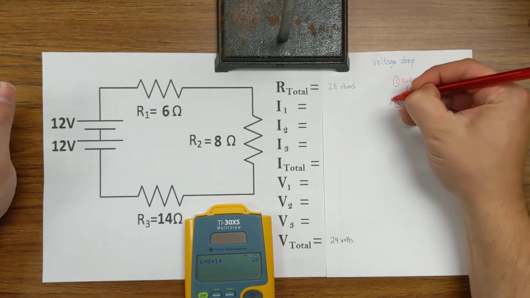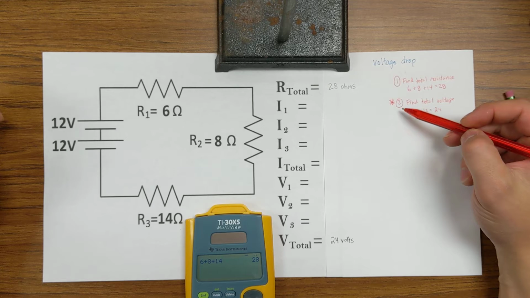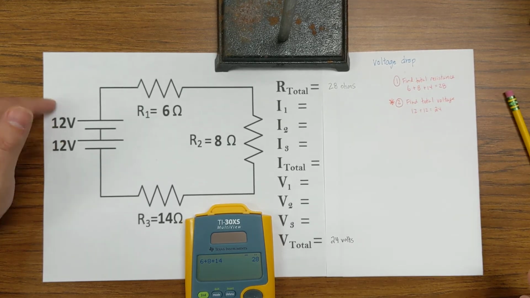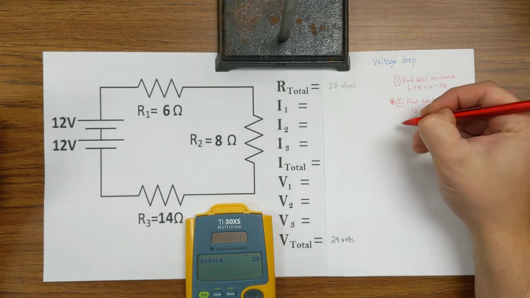Now, you might not always have to do this. That's why I'm putting a star next to it, just like I told you in class today. Sometimes there may only be one battery, or they may give you the total to start with. So you may not always have to do that, but you're definitely going to need total resistance.